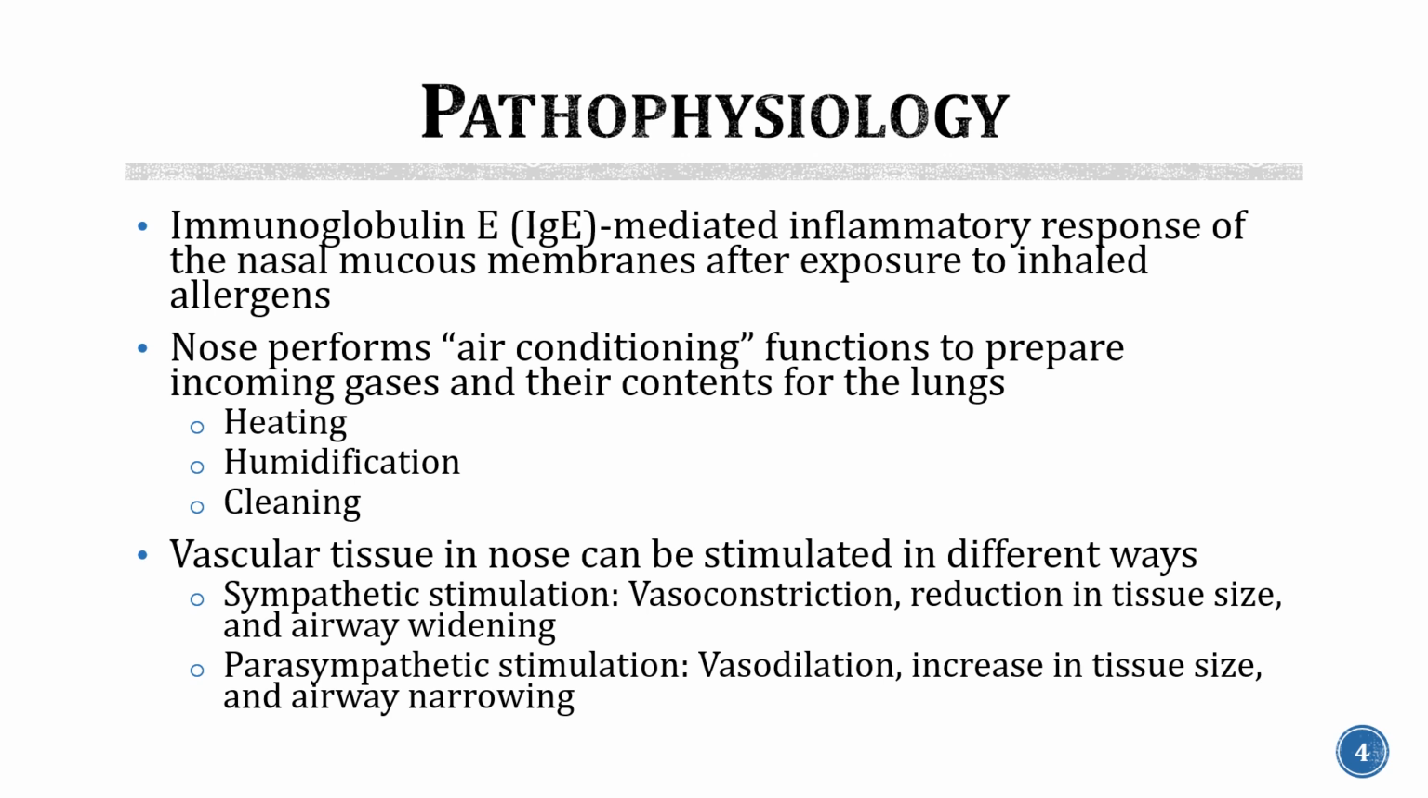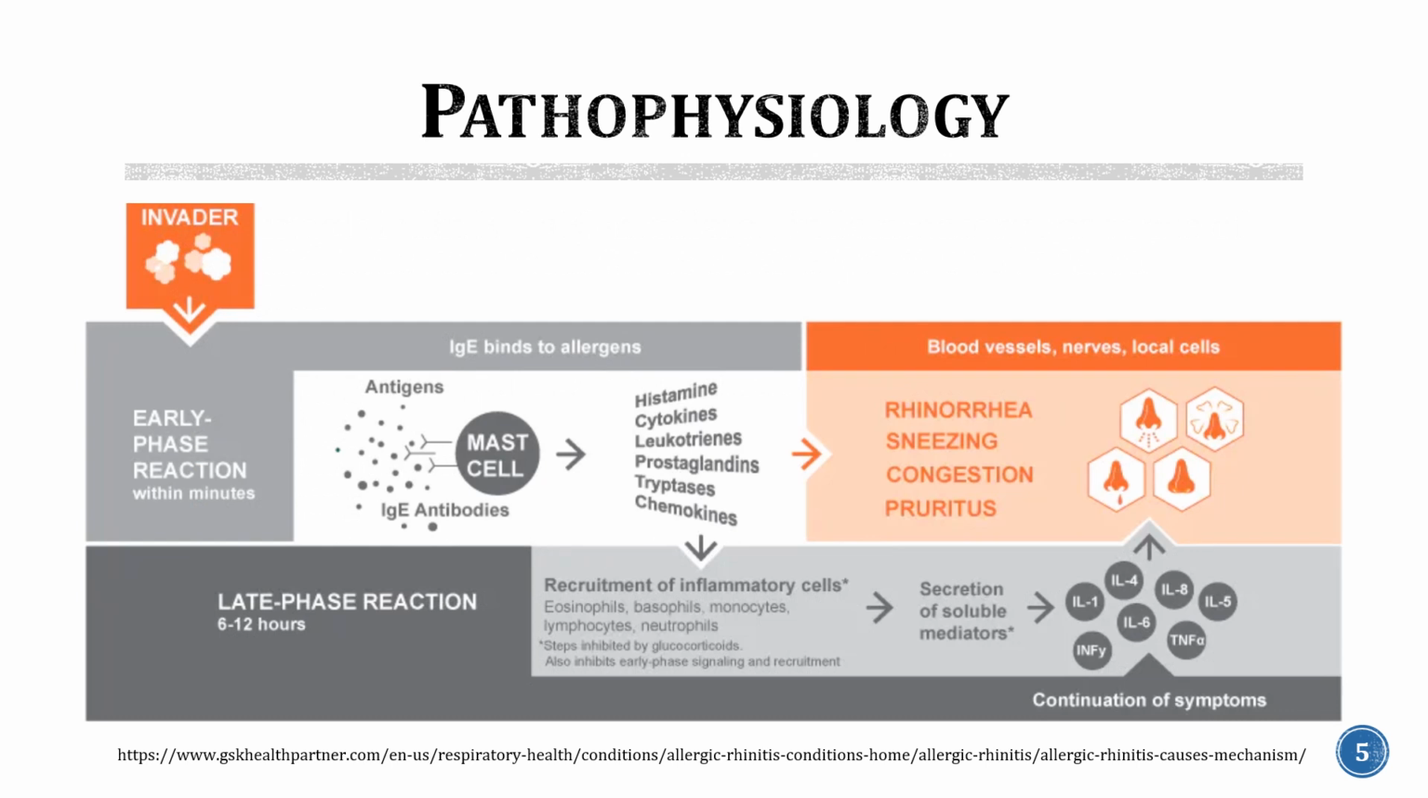Both sympathetic and parasympathetic stimulation occurs in the vascular tissue in the nose. So the stimulation of sympathetic fibers causes vasoconstriction, reduction in tissue size, and airway widening. Parasympathetic stimulation leads to vasodilation, increase in tissue size, and airway narrowing. The nasal mucosa contains many different cells, including mast cells, which I'll get into. Knowing this, we can understand how the body's immune response to allergens leads to allergic rhinitis.